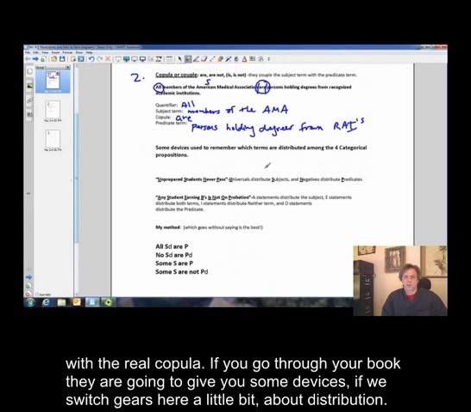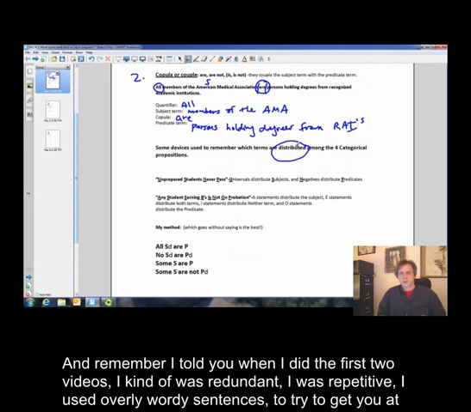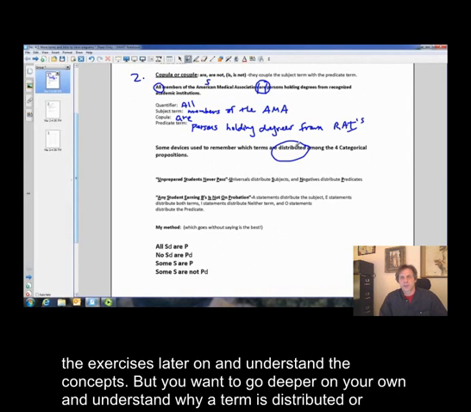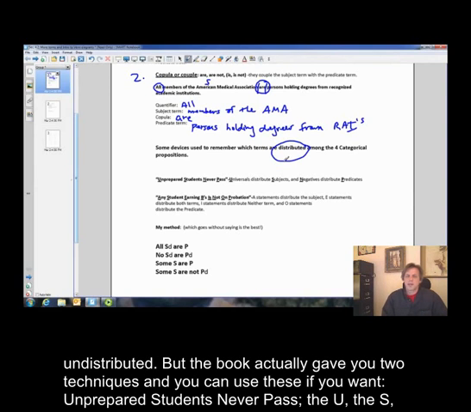If we switch gears here a little bit to distribution, you remember I told you when I did the first two videos, I was kind of redundant and repetitive, and I used overly wordy sentences to try to get you at least the concept of distribution. But I told you later on I'd give you a cheat sheet, and this is really what you'll need to do some of the exercises later on and understand the concepts. But you may want to go deeper on your own and understand why a term is distributed or undistributed. The book actually gave you two techniques, and you can use these if you want.